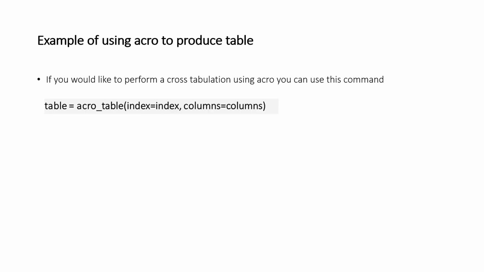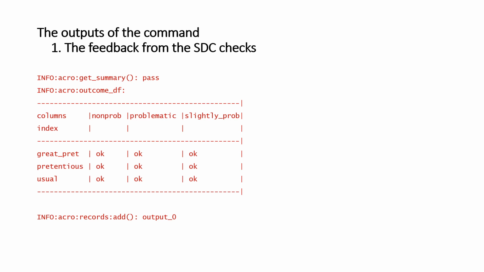To produce the same result using ACRO, the command acro_table is used with the same index and columns. The ACRO command differs from the R command in the way it produces the results. As you can see here, a disclosure check was performed and the feedback is shown immediately after you run the ACRO command. In this case, the output passed the checks and the outcome data frame shows if each cell in the table passed or failed the disclosure checks.